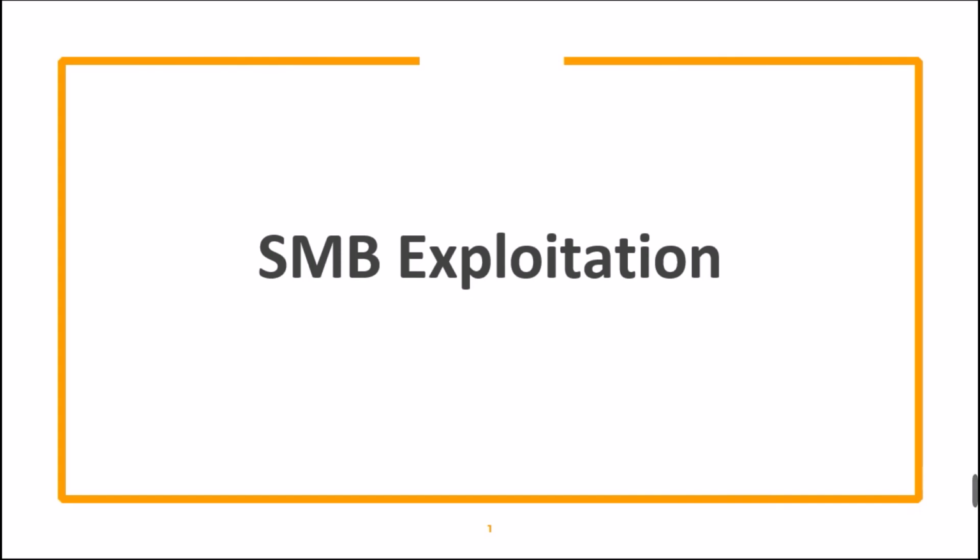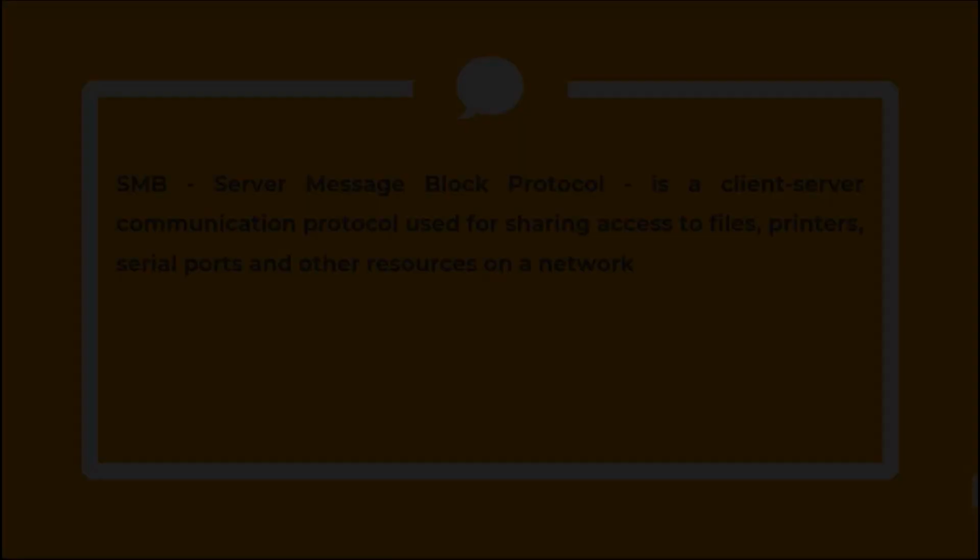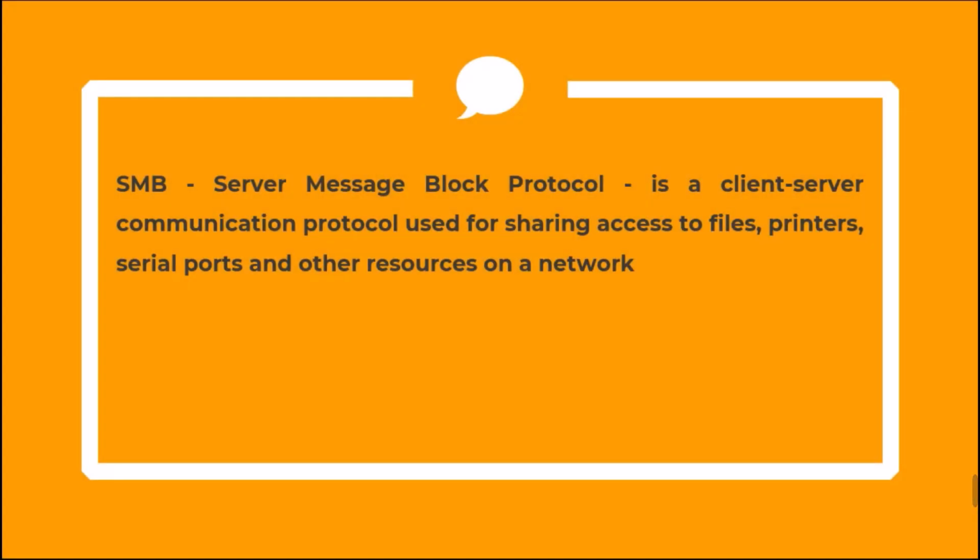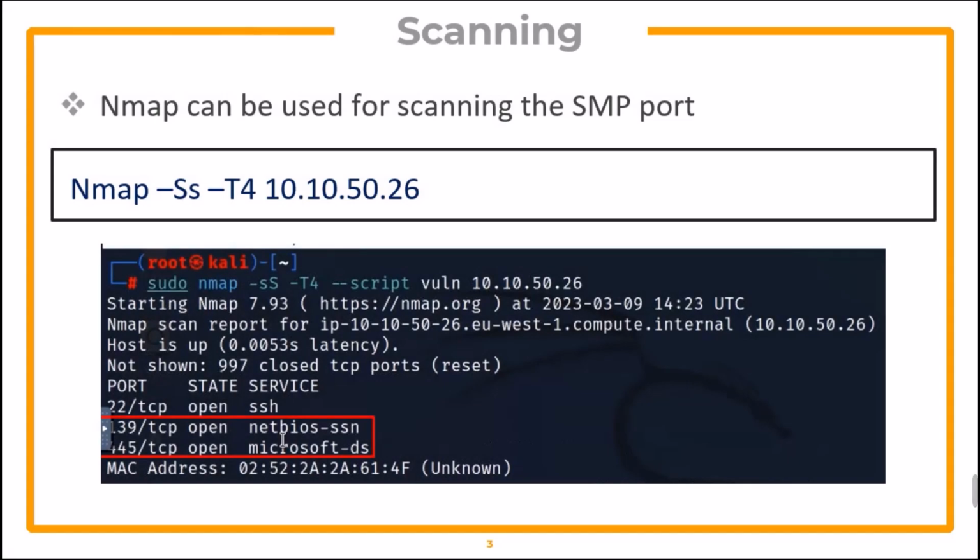In this video, we are going to learn an important topic, which is SMB exploitation. SMB, Server Message Block Protocol, is a client-server communication protocol used for sharing access to files, printers, serial ports, and other resources on a network. To scan for SMB, we can use nmap. SMB by default runs on port 139 and port 445.